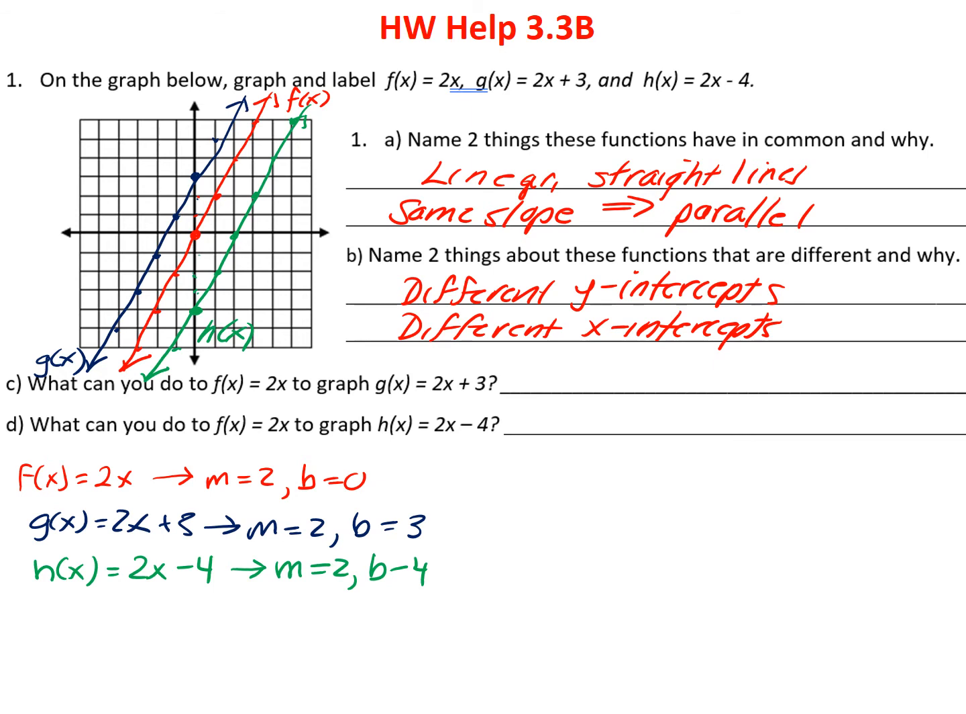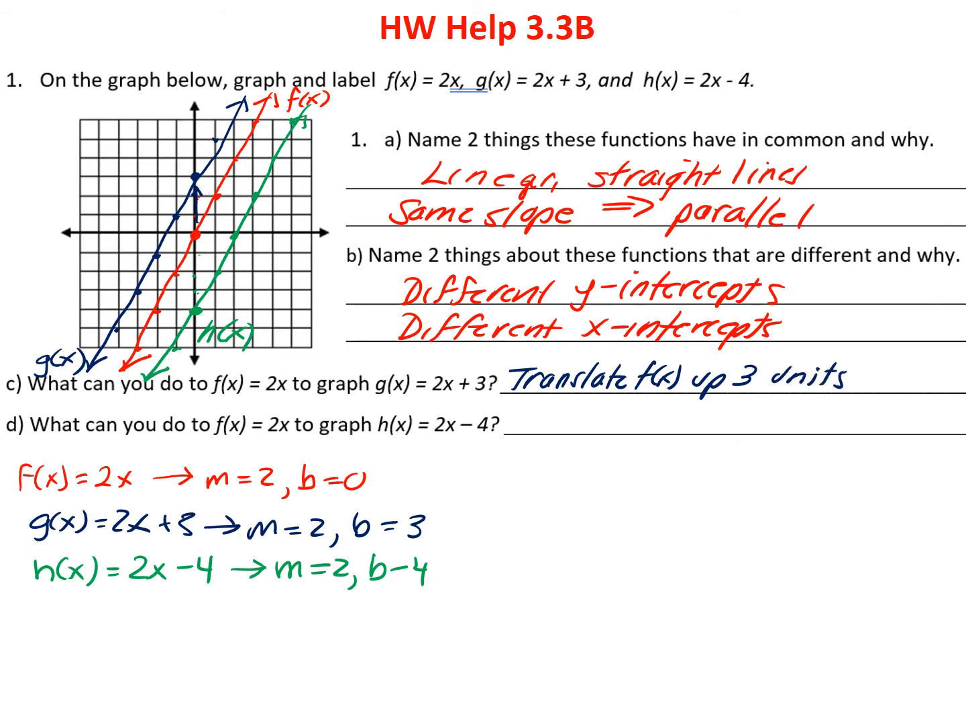What could you do to graph to go from the red one to the green one? Well, notice what you can do here is in every point, just translate up 3. It's 2x plus 3. So I can translate f of x up 3 units.